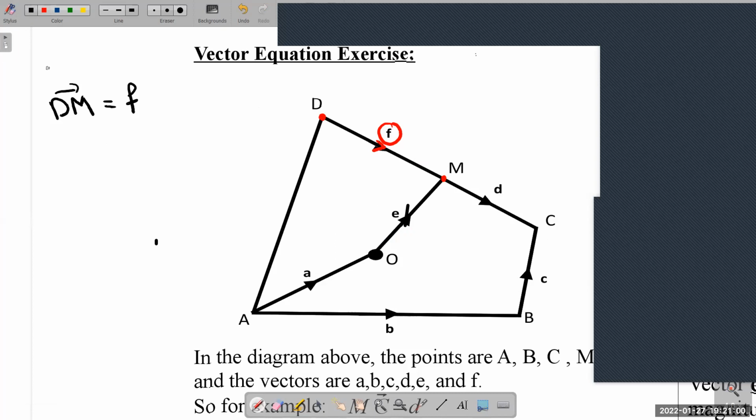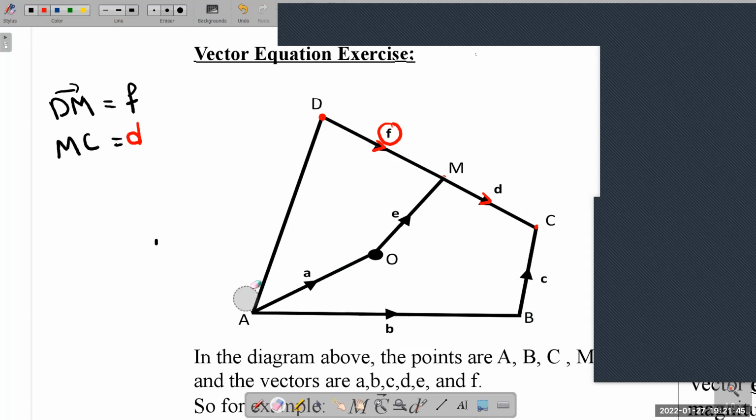All right, what other vector did they give us, guys? They gave us MC, sorry, not DC, MC. What letter did they use to represent MC? Excellent. Keeping in mind, look at the direction. From M to C is d. And as we see here, there's a few others. We have OM represented by e. We have AO represented by a. We have AB represented by b, and we got BC represented by c.